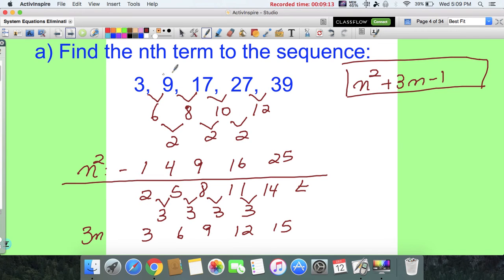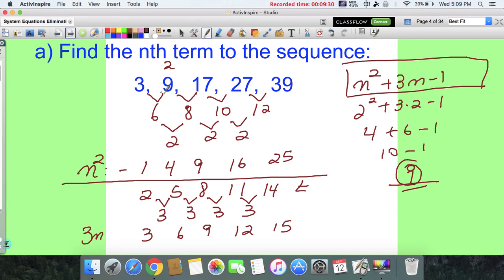So again, let's substitute. Let's take the second term. The second term gives you 9. So let's see if I actually get 9. I would get 2 squared plus 3 times 2 minus 1. That's 4. 3 times 2 is 6, so 10 minus 1, and I get 9, which is exactly what the second term should be. So I can use this to find any term of the sequence that I would like. So that's one of the things we did.